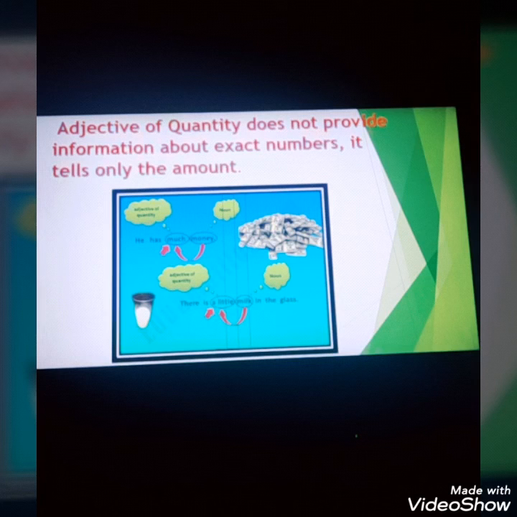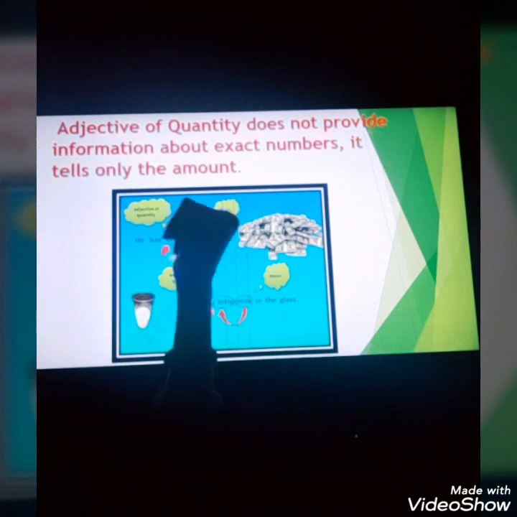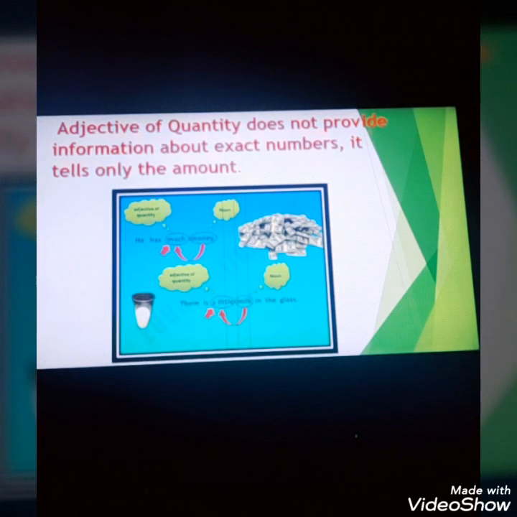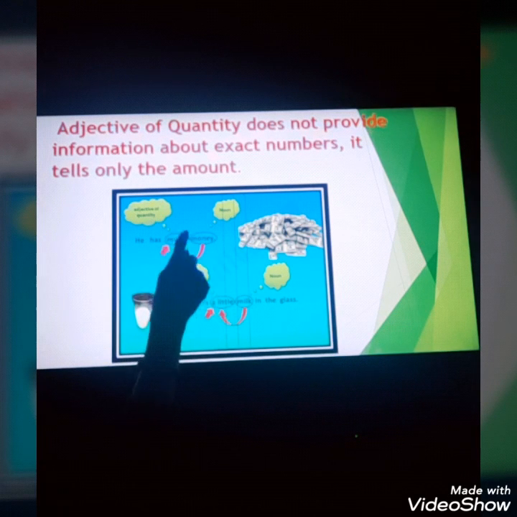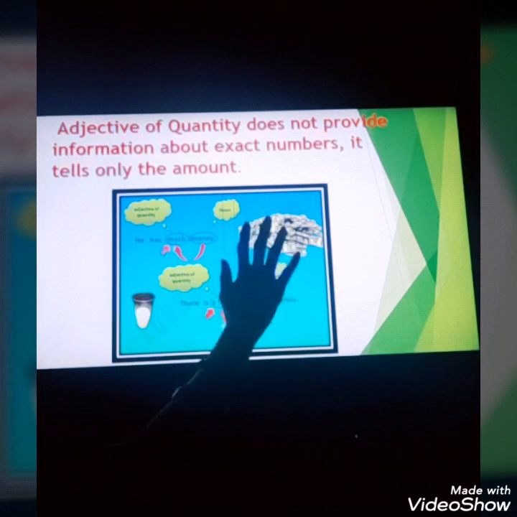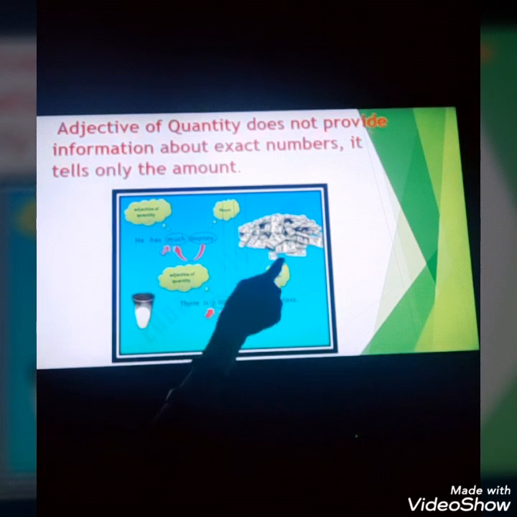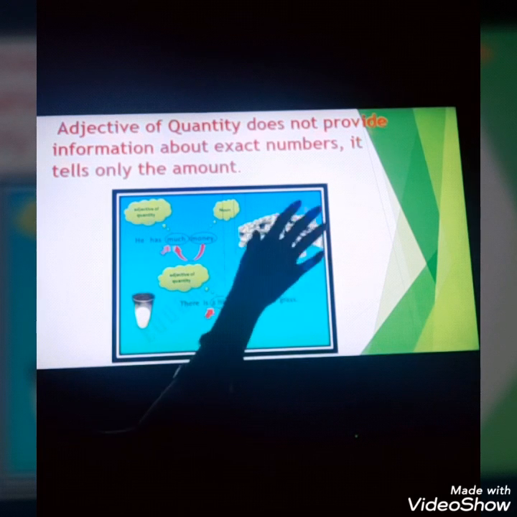Adjective of quantity does not provide information about exact numbers. It tells only the amount. It does not give us the proper information that I am having 1 liter of milk or I am having 1,000 rupees. It does not give appropriate amounts or numbers. Rather, it just provides information related to the amount only. For example, he has much money. Much is the adjective of quantity, but it is not telling how much. It is not describing that this is 1,000, 10,000 or crore whatsoever.